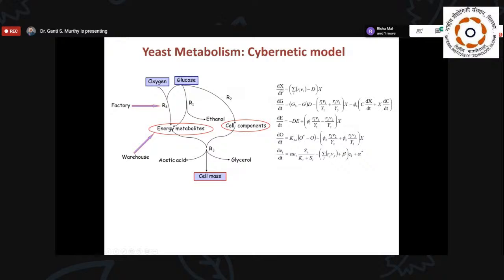So now this is our model here, essentially. X represents the cell mass, G represents the glucose, E represents the ethanol, O represents oxygen, small e_i represents all these R1, R2, R3, R4. So essentially, this is our cybernetic model. And the phi, alpha, u_i, these are all coefficients used in the cybernetic model, which are automatically determined based on the levels of the energy metabolites and the cellular components.